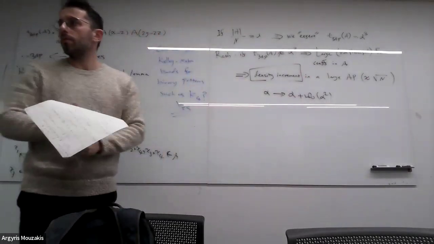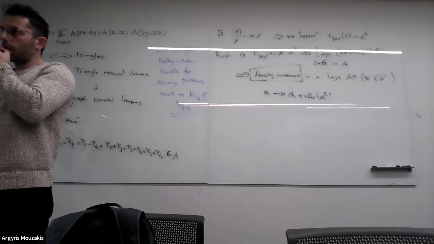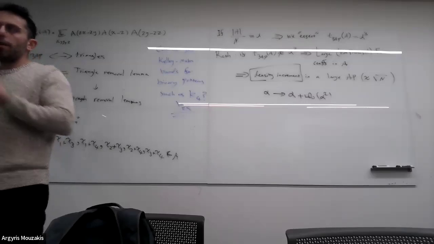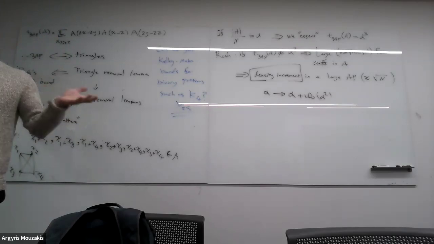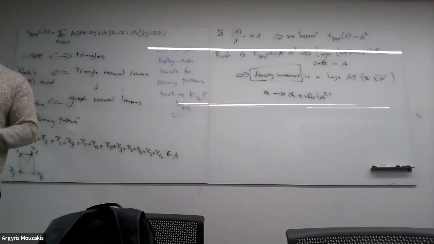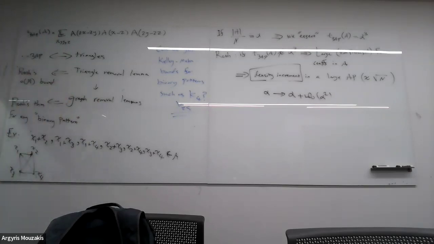Another question: is there a way to cast triangle removal lemma type proofs in this language, or the regularity lemma? You can do a little bit of spectral theory there, but for the triangle removal lemma, we don't have good bounds for it. They don't even do something like this. I guess the regularity lemma really doesn't do this. You don't do density increment, it's a little bit different.